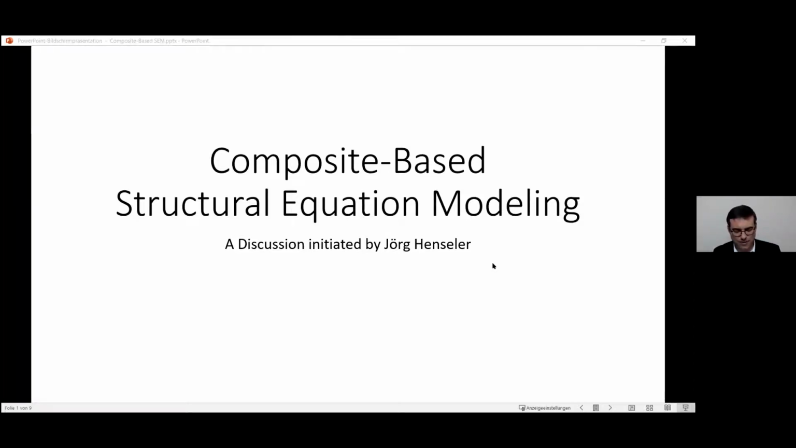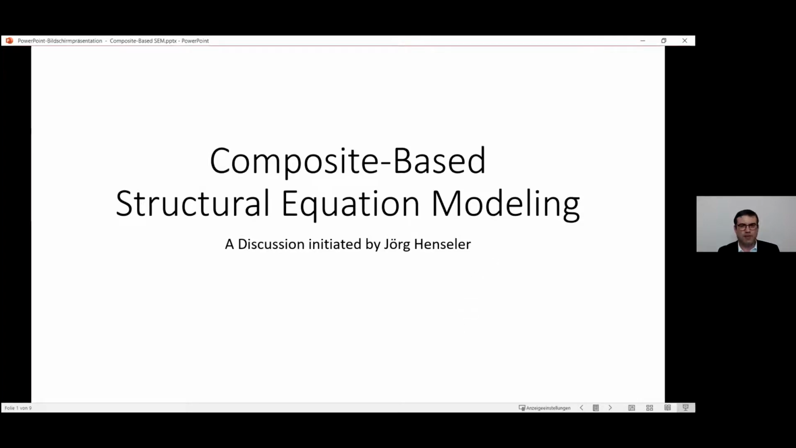Before I go into it, I would like to make a short disclaimer. As a discussant, of course, one should be knowledgeable about the field, but one should also be as neutral as possible. And I guess this is quite a tricky issue in the field of composite-based SEM, because everyone has a somewhat different stance in that. So please pardon me if I'm not fully neutral. I try to be, but it might not really work. I'll do my best.